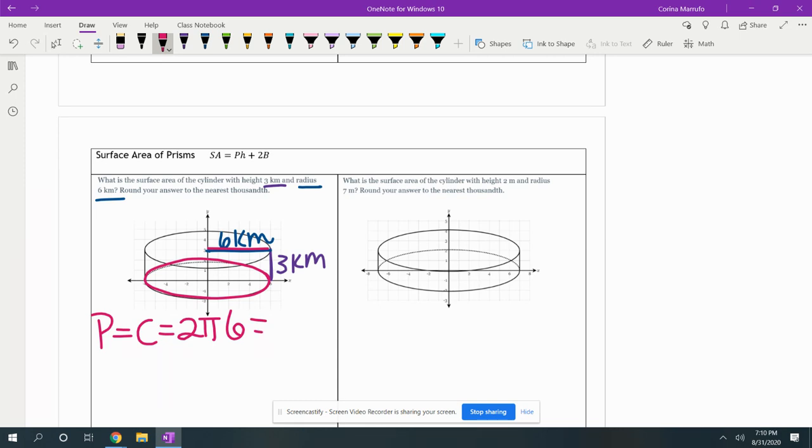And they do want us to round to the nearest thousandth. That's going to be 3 decimal places. So it's 2 times pi times 6. And that gives us 37.699. Okay. Next, we are going to find h, which is the height. And that they already gave to us. They told us it's 3 kilometers. So h equals 3 kilometers.